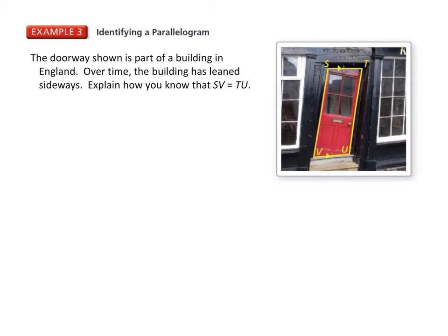All right, so let's take a look at example 3. The doorway shown is part of a building in England. Over time, the building has leaned sideways. Explain how you know that the length of SV equals the length of TU.